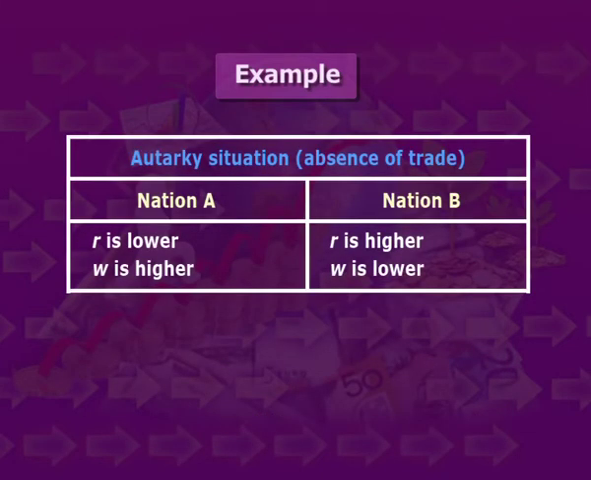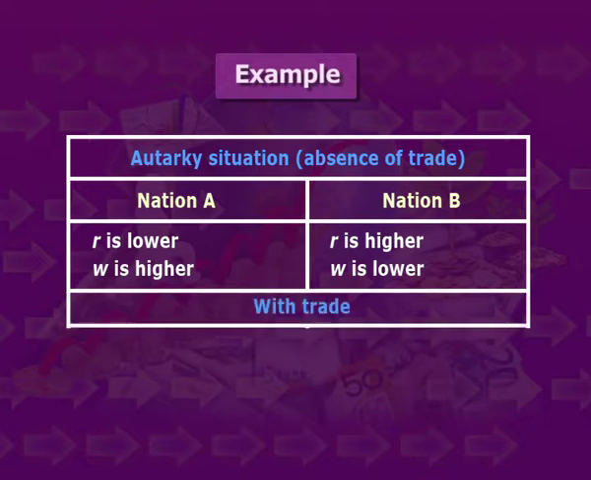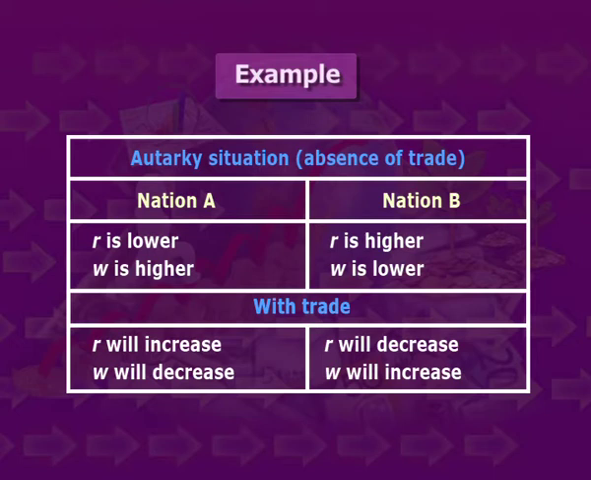In autarky situation, we can see that in nation A, R, that is rate of interest, is lower and W, that is wage rate, is higher. And in case of nation B, R, that is rate of interest, is higher, whereas W, that is wage rate, is lower. International trade causes interest rate to rise in nation A, that is low interest rate nation, in which R was lower in autarky situation. Similarly, international trade will increase the wage rate in nation B, that is low wage rate nation, in which W was lower in absence of international trade.